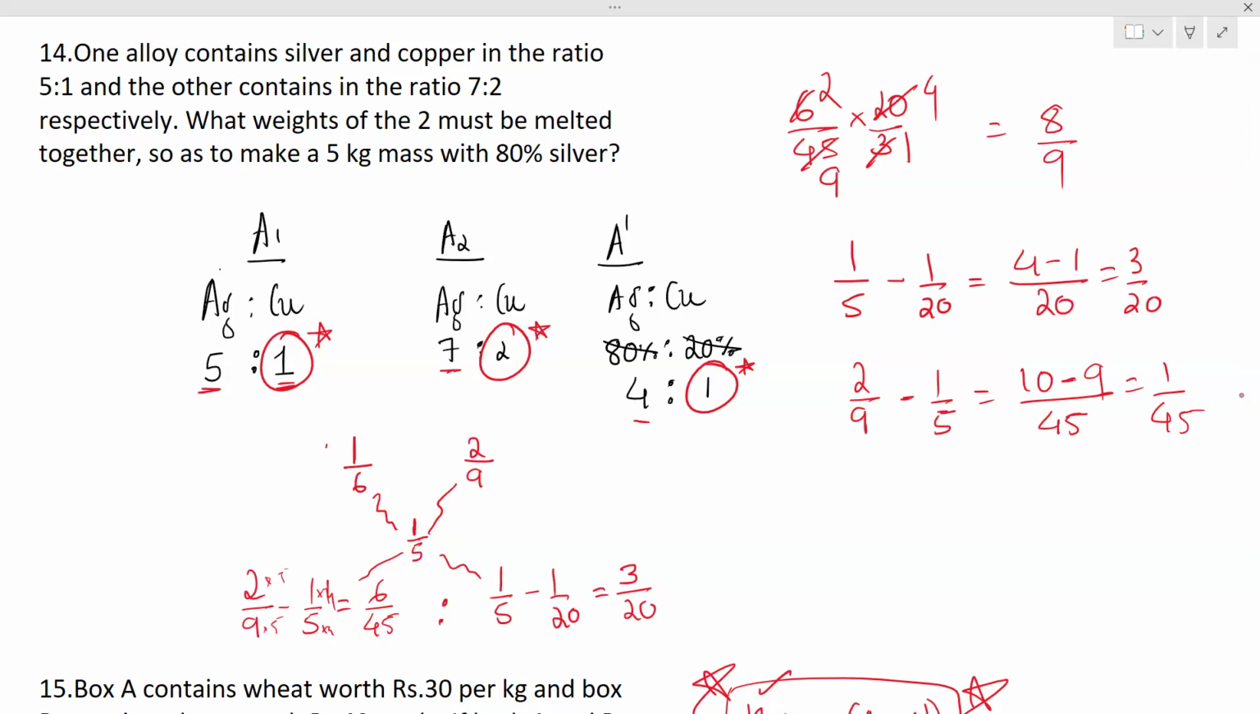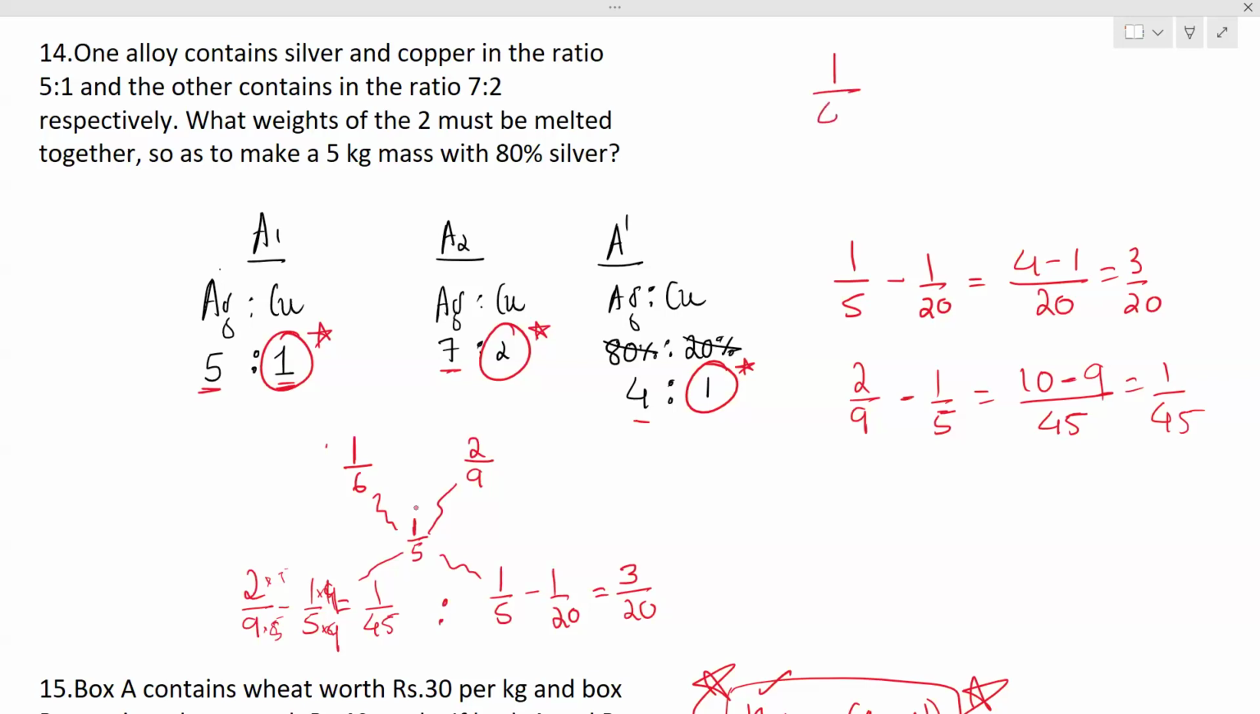Yeah. There is something going on. What weights of 2 must be melted together to make 5 kg mass of 80% silver? Perfect here. 2 by 9. I multiplied here with 5. Here with 5. 9 into 5 is 45. Okay. 5 into 9, this is 9 here. I said something, wrote something. Okay. So what did I do? 45 here, sure. So 5 2 is 10. 10 minus 1, 1 by 45. Yeah. Getting it? Subtraction part there.